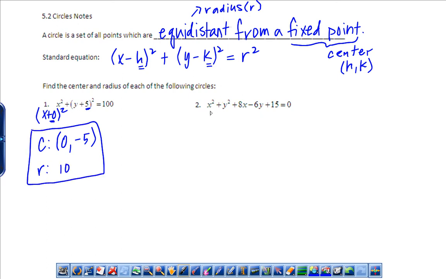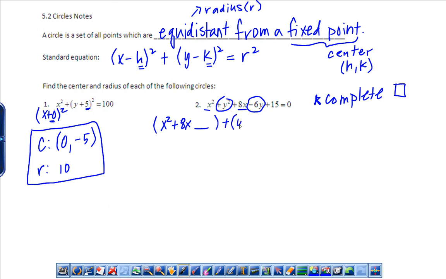Okay, on number 2, this is not written in your standard form, so I'm going to have to complete the square first. I'm going to go ahead and put my x's together. Now the main thing here is that you can have no coefficient on your x squared. And this one's a little bit easier because I don't have one to begin with. So I'm going to take x squared and my 8x and put them together in parentheses, and I'm going to leave a blank for my third part of it. Do the same thing with my y's, and again, no coefficient for y squared. So in parentheses, I've got y squared minus 6y. Leave a blank for my third part of it.